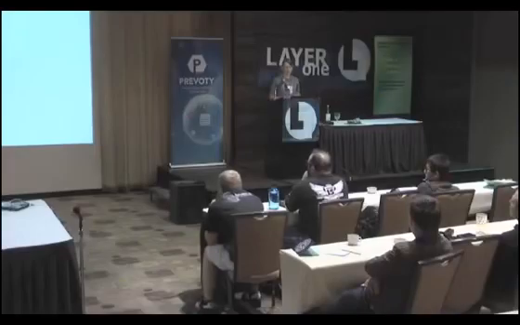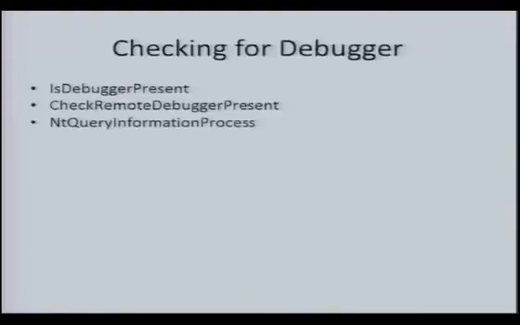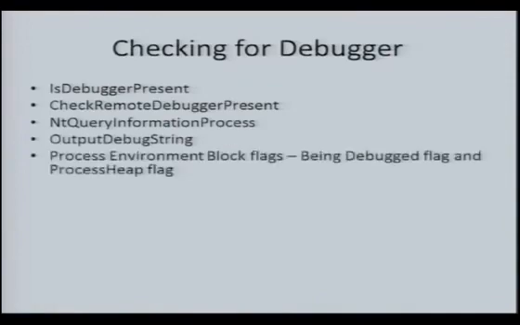There's also one called CheckRemoteDebuggerPresent. If you start seeing these system calls or API calls show up, then it's looking for a debugger. NtQueryInformationProcess. All of these are looking for various flags or conditions being set on the program, because when you load up that program into a debugger, it sets things so that it can interrupt the process flow in order to be debugged.